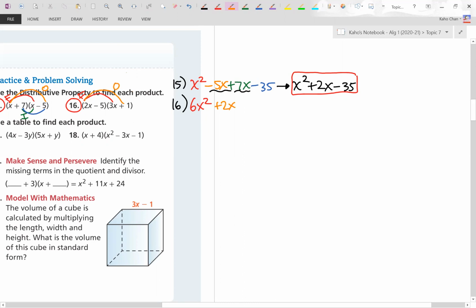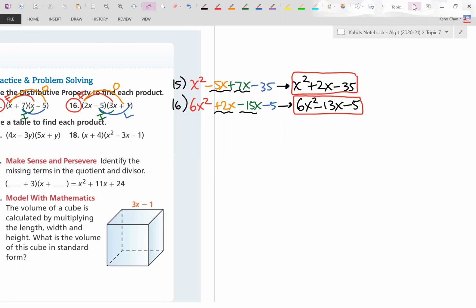Great. Inner terms are next. -5 times 3x is -15x. Great. And last terms are last. -5 times 1 is -5. Again, our inner and the outer terms can be combined together. Our final answer is 6x squared minus 13x minus 5. Yay. Not too bad, right? All right.